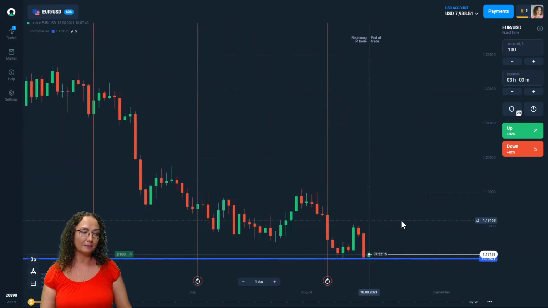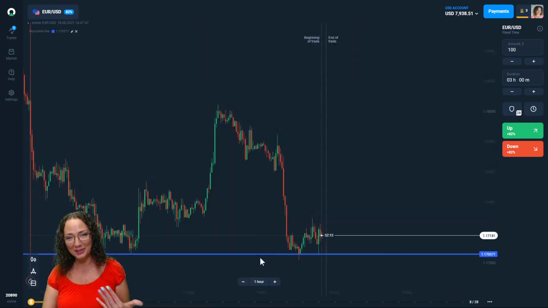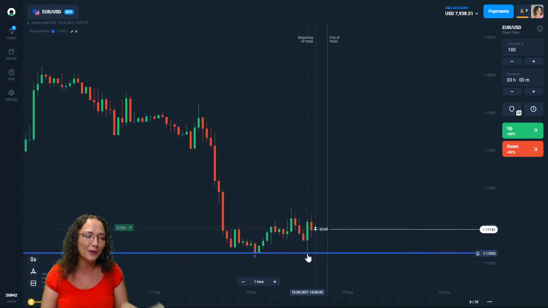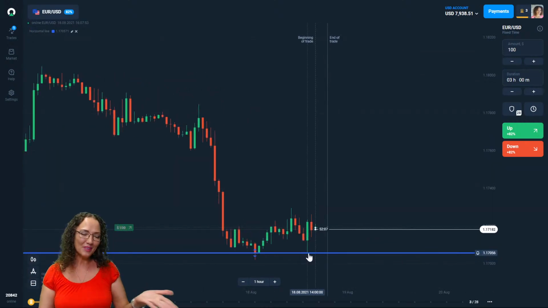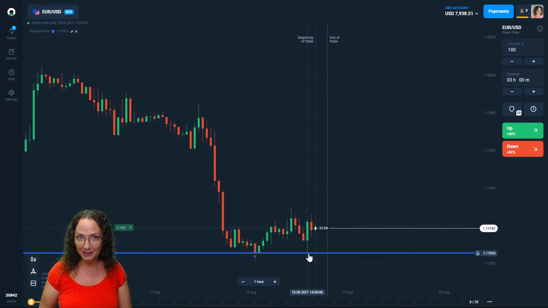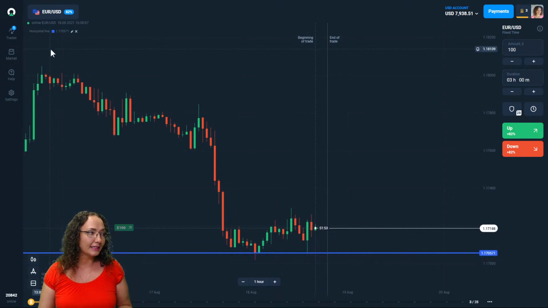And as a matter of fact, I was looking through the charts so I could show you some examples, and we had the perfect touch just a couple of hours ago, the perfect touch from support. So that would have been a great trade. But if the price does drop to this level once again, my trade will trigger and it's going to open to the upside.